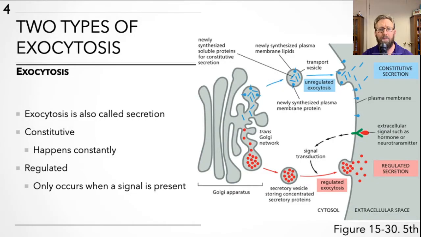And so there are two types of exocytosis. There is constitutive secretion. So this is just happening constantly. It is unregulated. This is often for things that need to be secreted, like a digestive enzyme or something like that. And then there is regulated. Regulated exocytosis only happens when there is a signal present. Right? So as you can see here, an extracellular signal might come in, a hormone or neurotransmitter, and that might signal exocytosis. Constitutive is also how waste is gotten rid of in a cell.